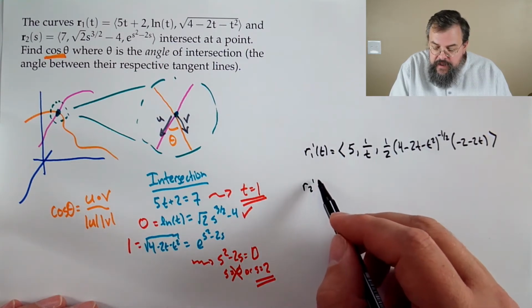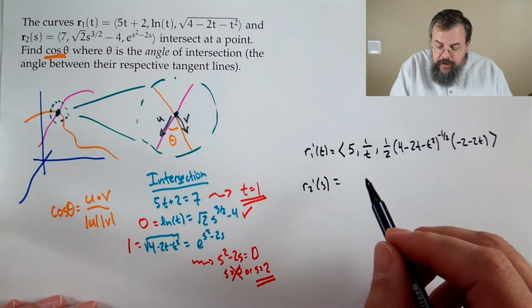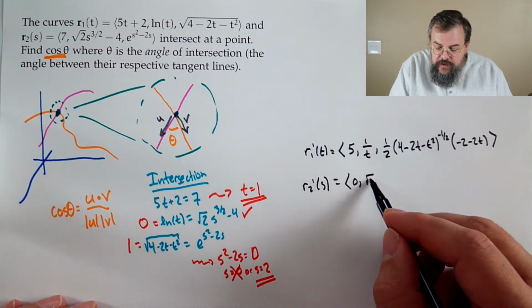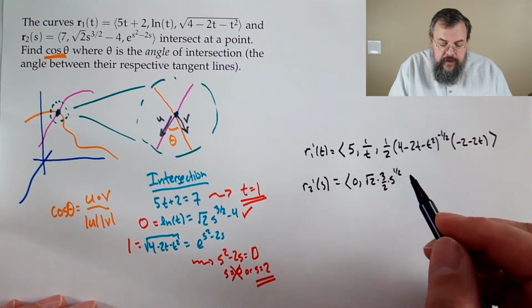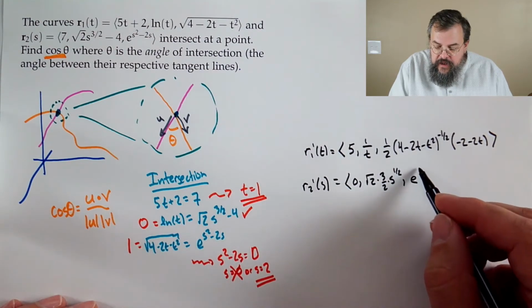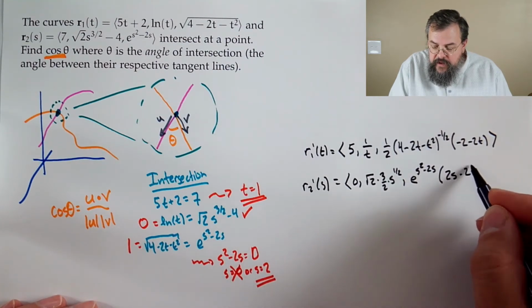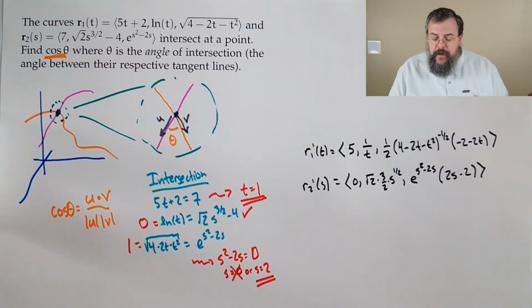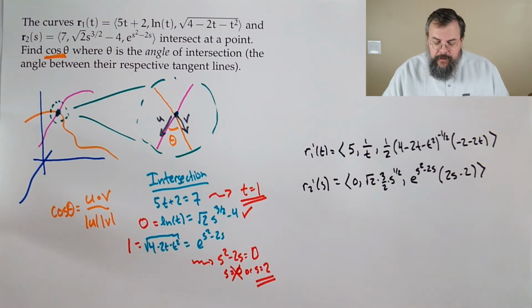r2 prime of s, okay, that would be what? 0, and that's easy. Then you have root 2 times 3 halves times s to the 1/2, and then the last one, e to the s squared minus 2s times 2s minus 2. And there we go. There are our derivatives. Now we plug in the right values. So our right values are the ones that we found.